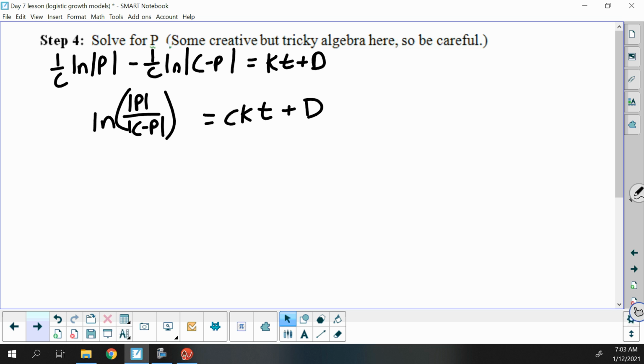Well, we're dealing with a real life scenario. So our P is like the population that already knows the rumor or the population that already has the virus. So that's got to be a positive value. C represents that total population, that carrying capacity. So that's got to be bigger than the people that already know it. So C minus P also has to be positive. Because of that, we know both things will be positive, so we can drop the absolute value bars.